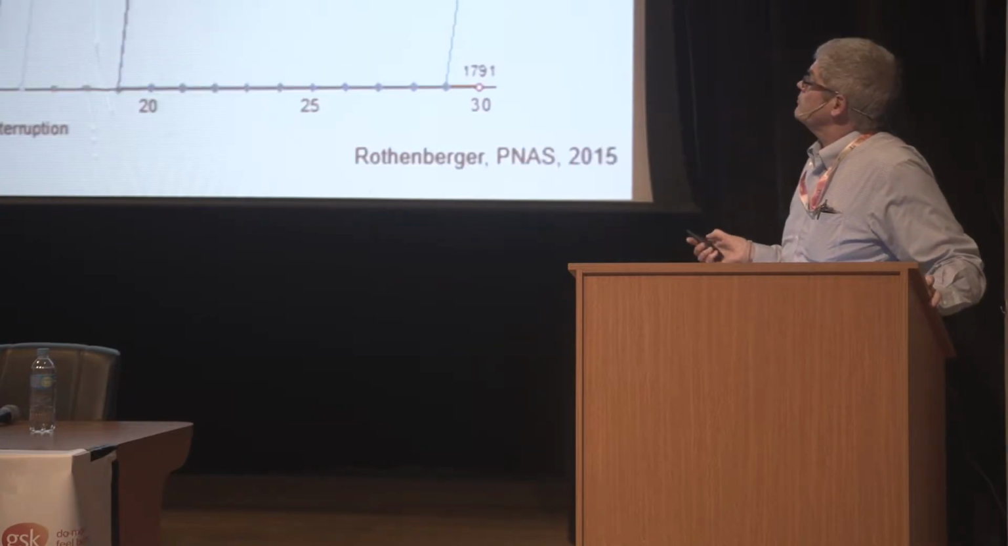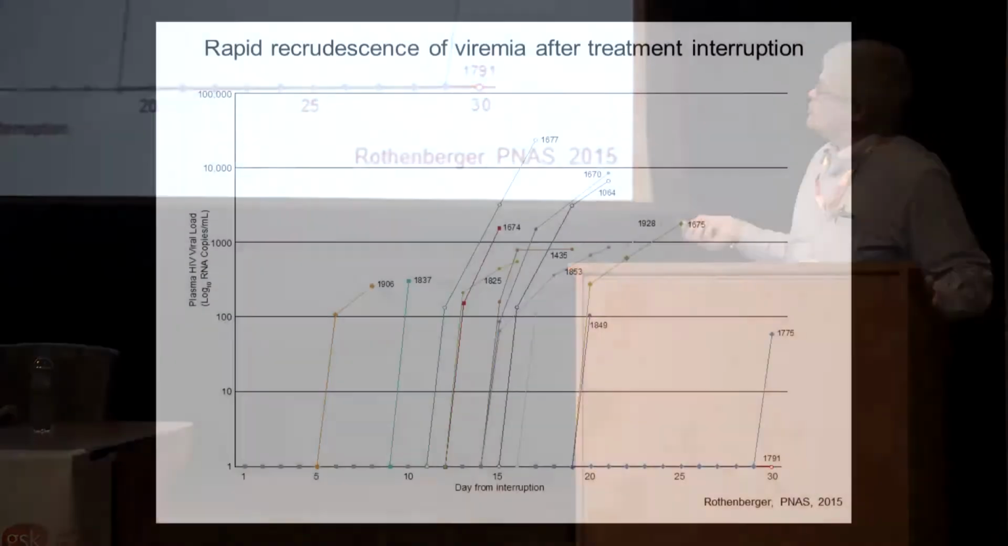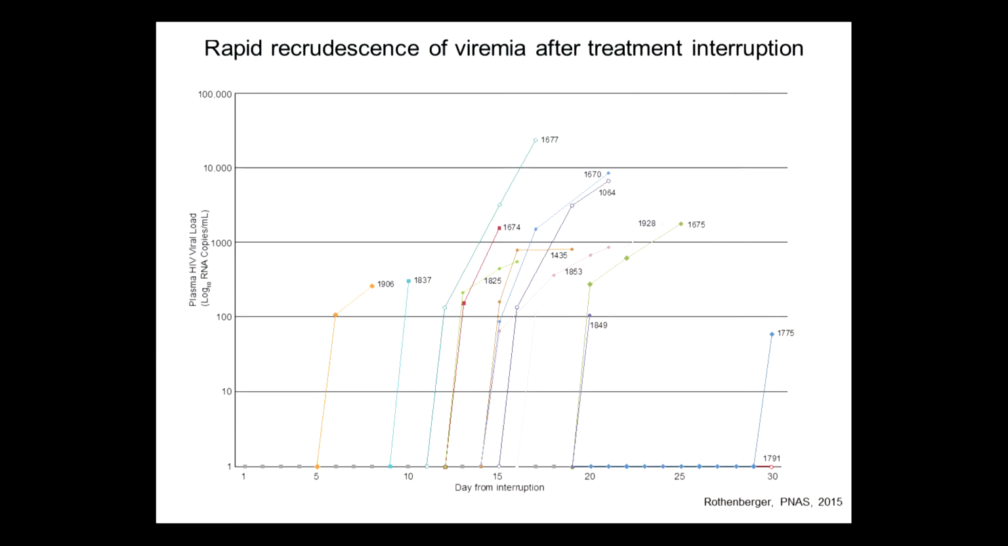All right, what have we learned? In this plot, I'm showing you the time to plasma viremia after interruption. So this is the quantity of HIV RNA in the plasma, so it's plasma viral load. And this is the time to recrudescence, so the time to detection of plasma HIV RNA. And each of these is a patient, and what you can see is that most people recrudesced after about 2 weeks. Very predictable. The median viral load was in the 600 to 700 range.